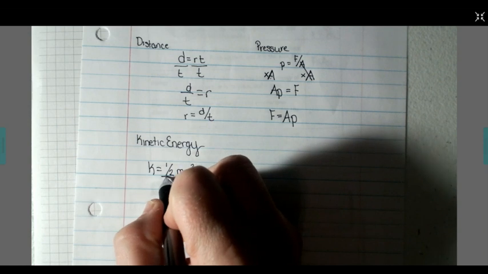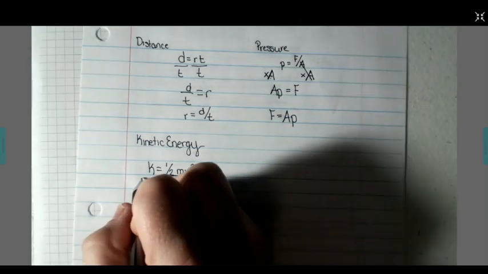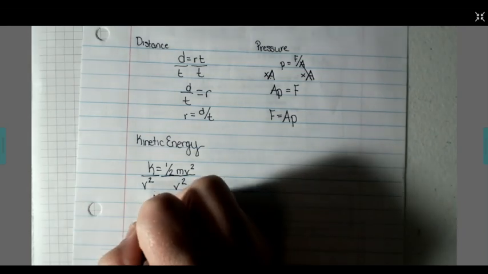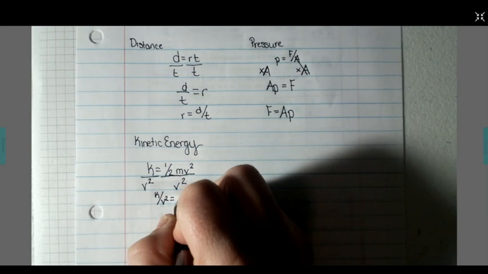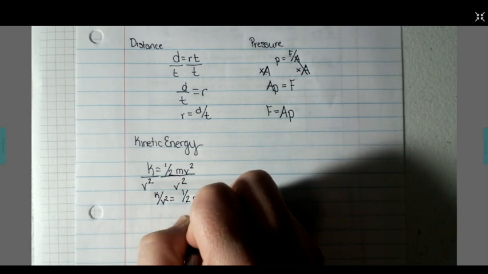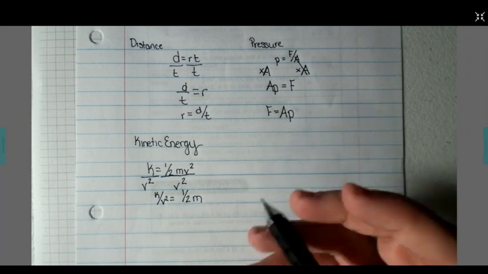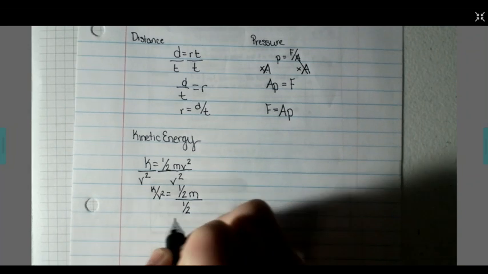Okay. If I divide this side by V squared, I also have to divide this side by V squared. So I have K divided by V squared equals 1/2 M. Now, I need to isolate the M. I've got 1/2 M. Well, 1/2 is being multiplied to the M, so I could divide by 1/2.